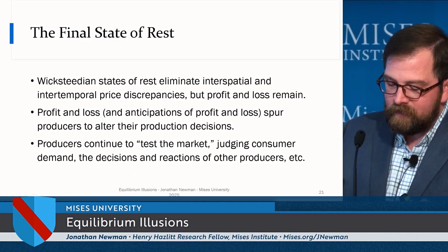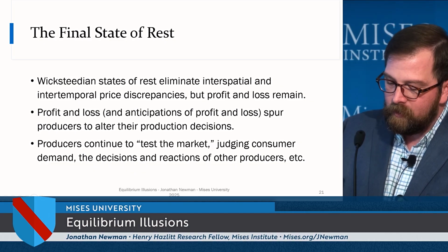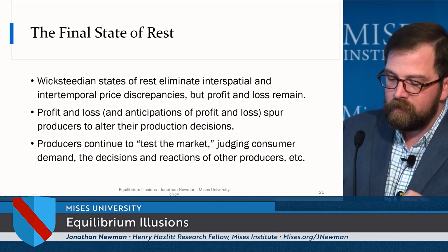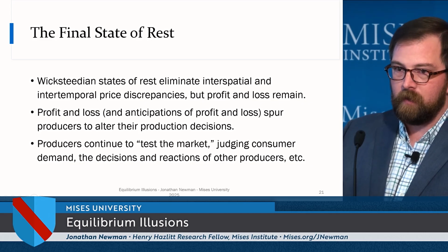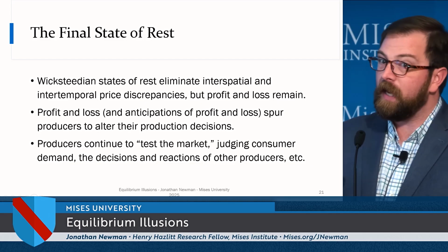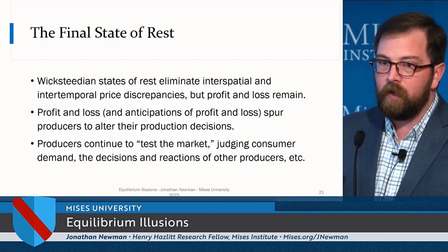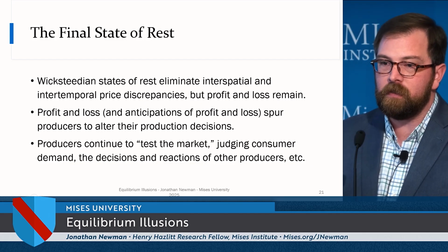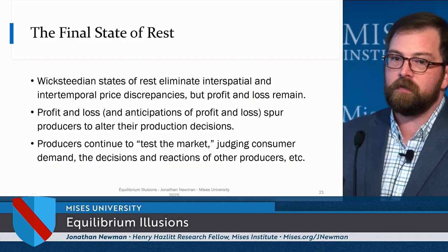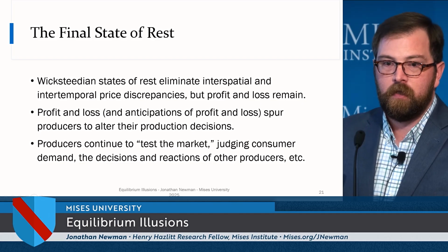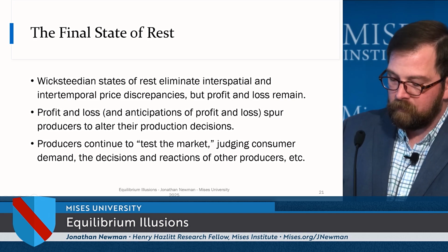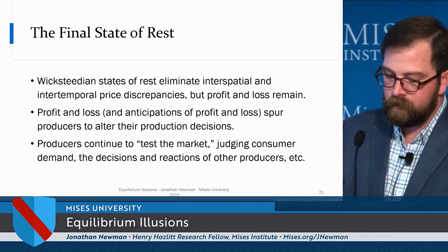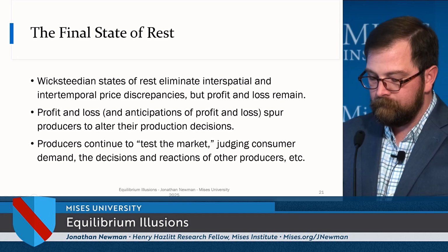So the Wicksteedian states of rest eliminate interspatial and intertemporal price discrepancies, but profit and loss remain. So now I'm starting to explain how we get into a final state of rest. We don't actually get to a final state of rest, but what remains in the Wicksteedian state of rest is this profit and loss that spurs on additional changes in production. So anticipations of profit and loss remain, and that spurs producers to alter their production decisions.